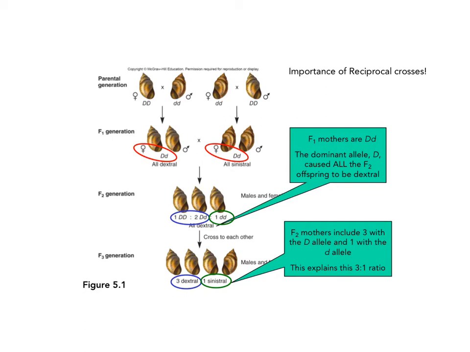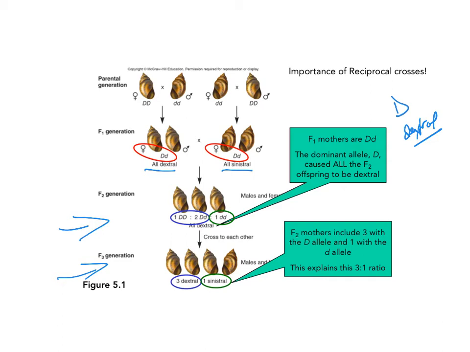So if you look at our individuals in the F2 and even in the F3 generation, notice that the F2 generation are all dextral. Any mothers from either this cross or this cross are going to carry the big D allele, the dominant allele. That dominant allele is going to cause a dextral cleavage pattern in the developing embryos. So in the eggs, the big D products are going to influence that pattern.